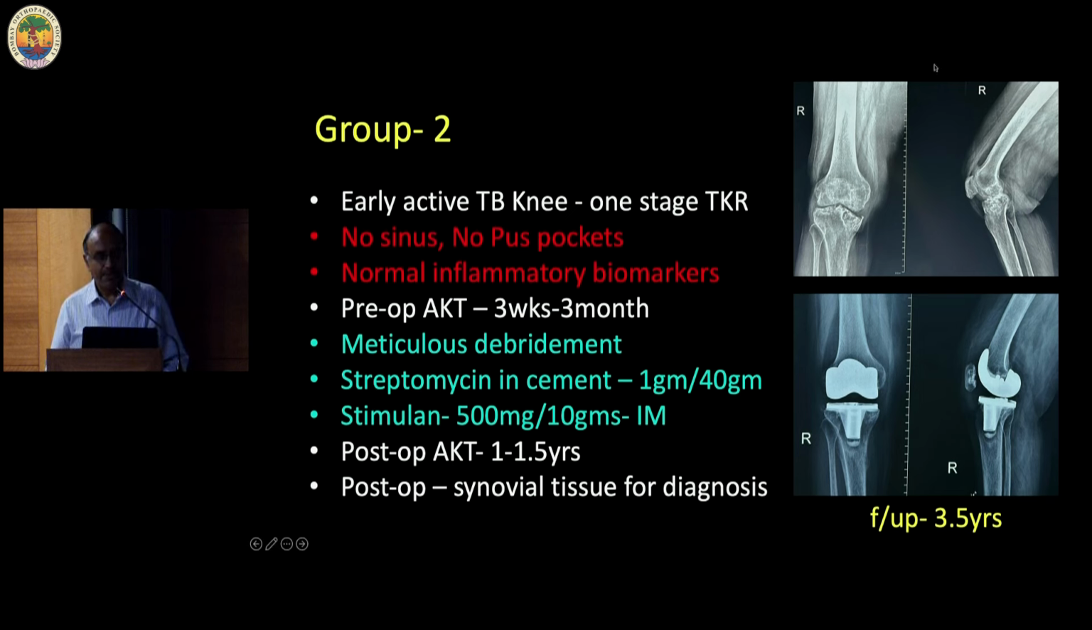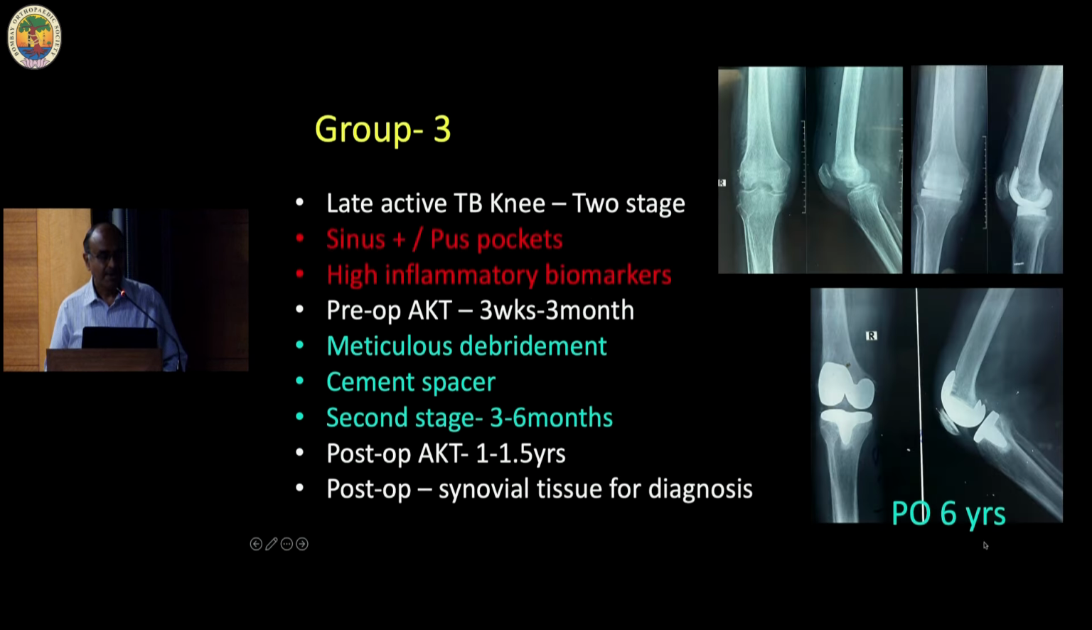So this is one of our patients, with a 3.5 years follow-up after giving anti-tubercular treatment. The third group is the late active stage, where you basically require 2-stage reconstruction. Here either there is a sinus, or there are frank pus pockets around the knee, or in spite of giving anti-tubercular treatment, your inflammatory markers, both ESR and CRP, remain high. So here you require a 2-stage reconstruction.